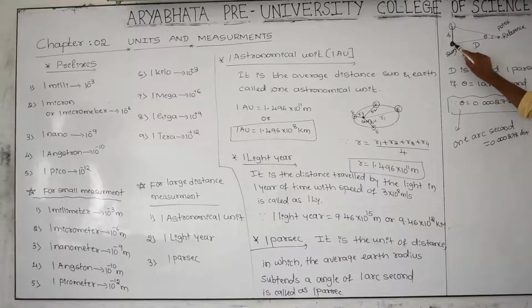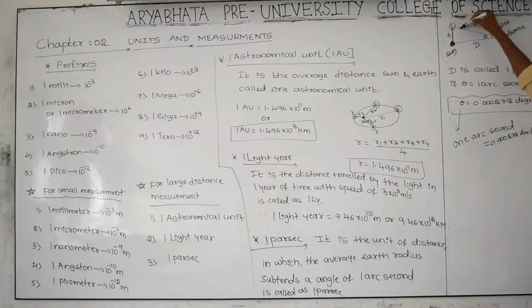The line indicates the distance between the sun and this point, and the line indicating the distance between earth and this point.